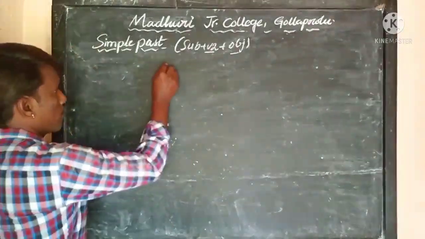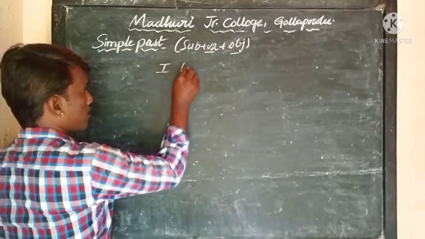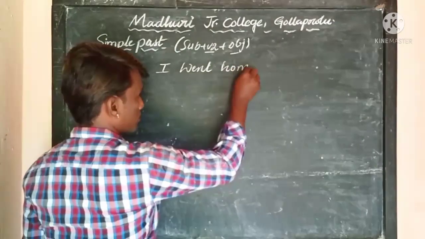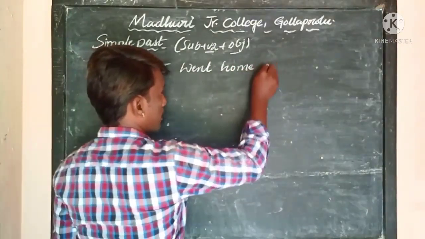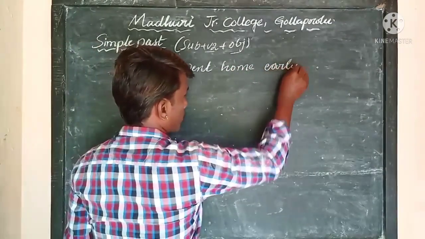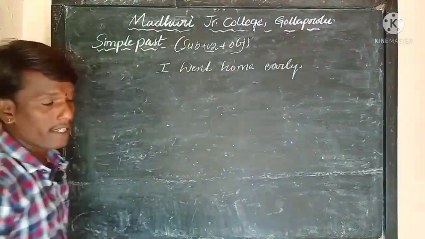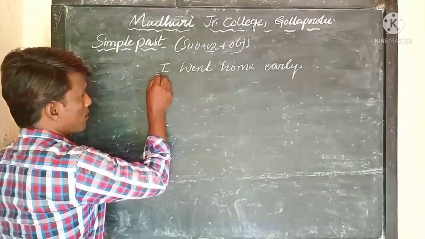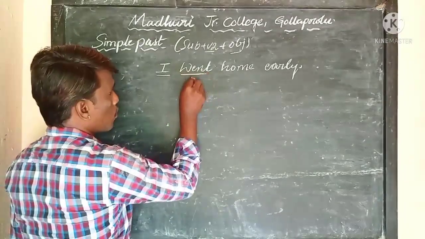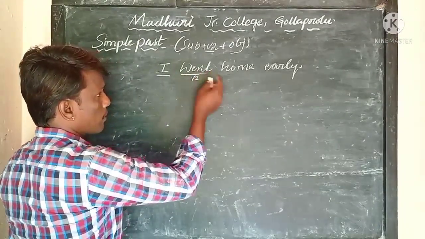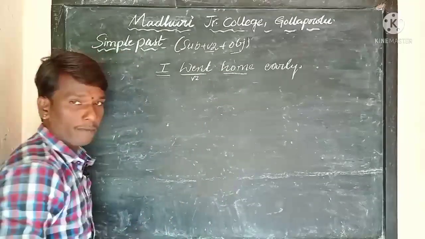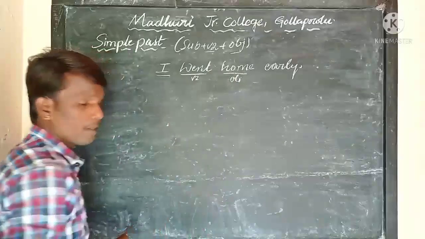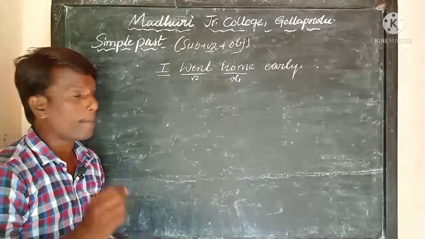For example, I went home early. See here, I is a subject, went is the V2 form of go, home is object. Early is an adverb. So I went home early. This is the best example for the simple past tense.